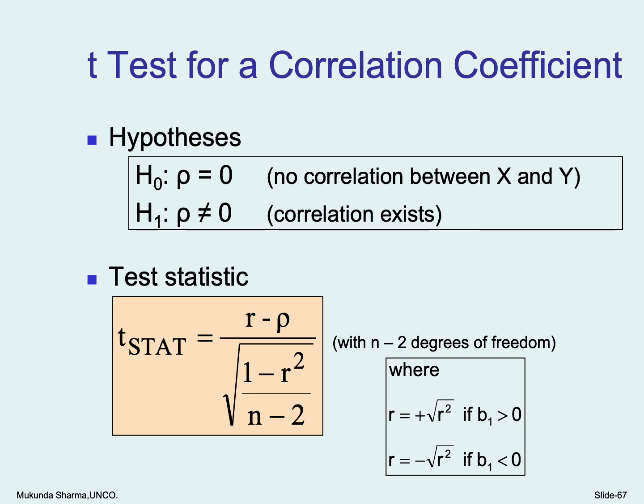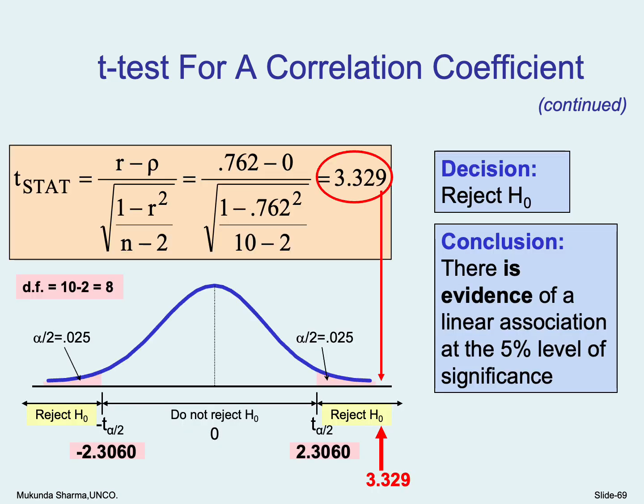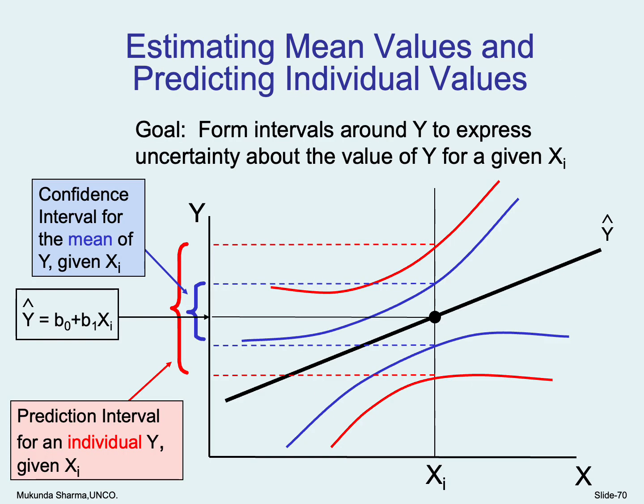Here we use the t-test to test whether the relationship is significant or not. We can use the following formula if we have to calculate manually. Otherwise we can use Excel or other software to calculate the t-stat. Here we found a t-stat of 3.329, which is greater than the critical value, so we're going to reject H0. It means there is sufficient evidence of a linear association at the 5% level of significance.